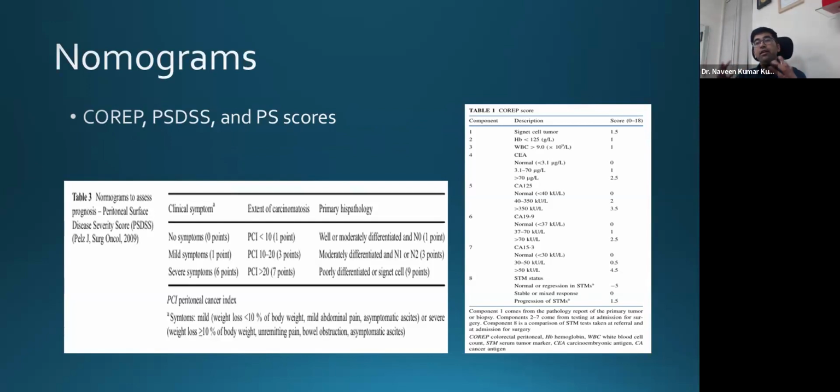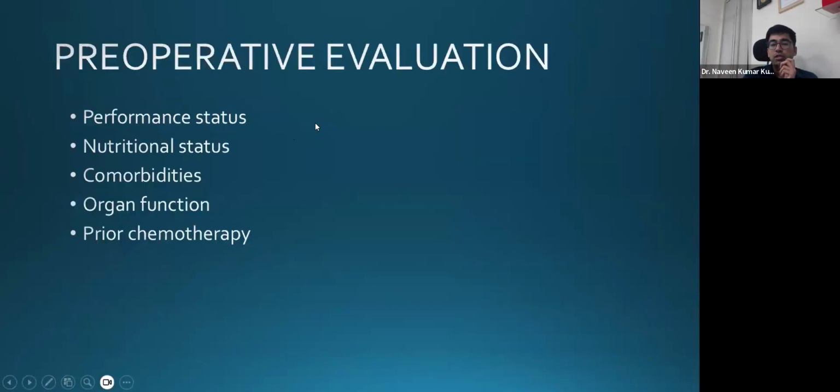Other than planning, there are a few nomograms which give us a prognostic idea as to when we do the surgery, how the outcome will be at a later point. For example, there is the colorectal peritoneal metastasis score, the COREP score, the peritoneal surface disease severity score, and there are prognostic scores. All these scores involve the symptoms, how much the PCI was, the final histopathology, or based on blood investigations, we can guide our patient regarding what will be the outcome of the surgery.